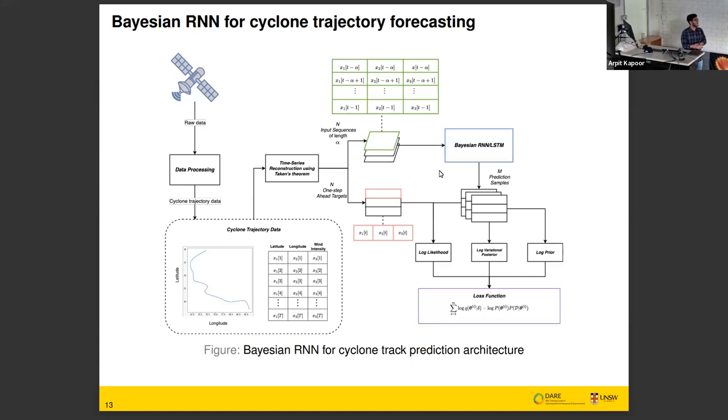We generate these cyclone trajectories with these three values referred to as x1, x2, and x3 over here. Then we do some state-space reconstruction of these cyclone trajectories, and we compute the input matrices and the target labels, which are then passed to a Bayesian recurrent neural network or LSTM, as we've discussed in the previous section. Then we draw some m samples of theta from our variational distribution, which is used to compute m predictions, and then we compute the ELBO loss function that we have shown.